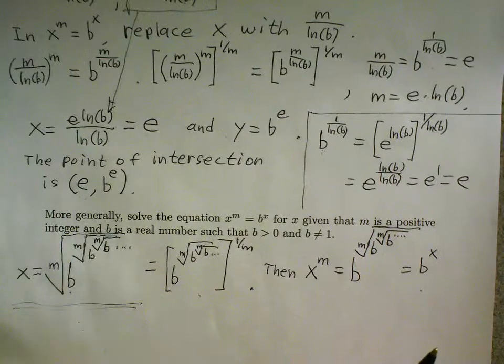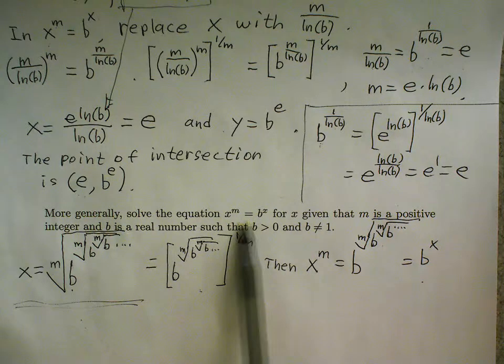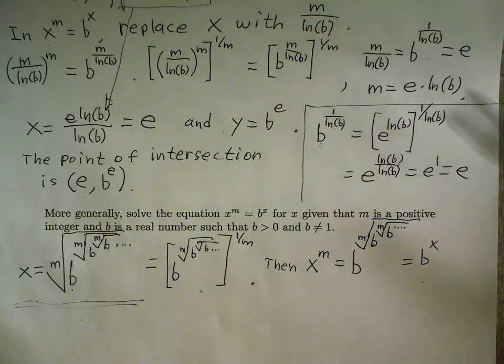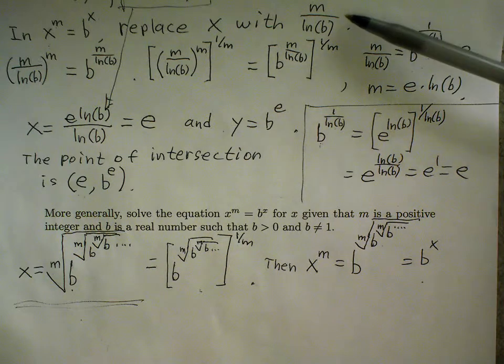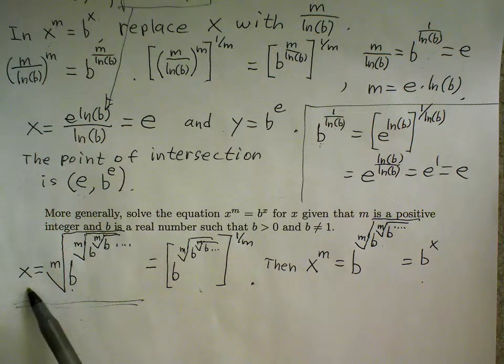Okay, well, there's more than one solution to this generally. You know, in the previous example, we had a special case where there's just one solution in the first quadrant. But if you have more than one solution, then there's another solution besides x as described here. But this is all we're going to do for today.